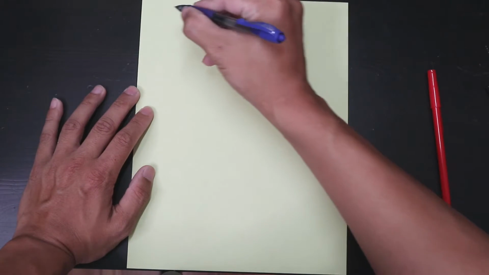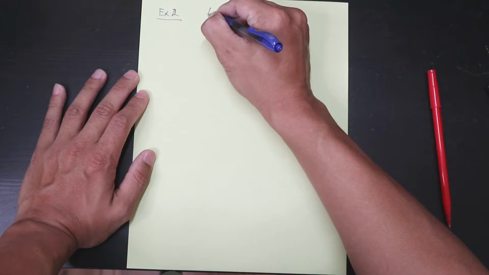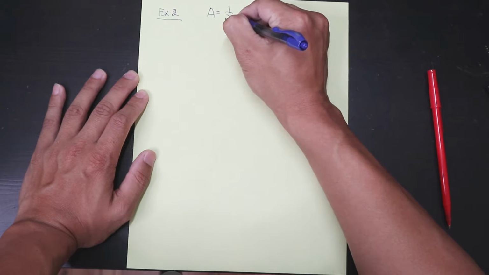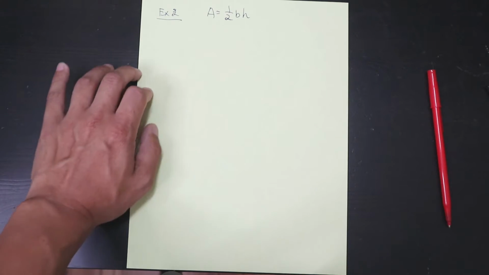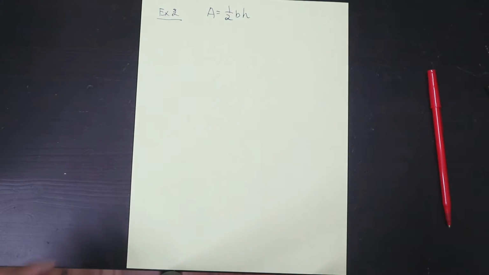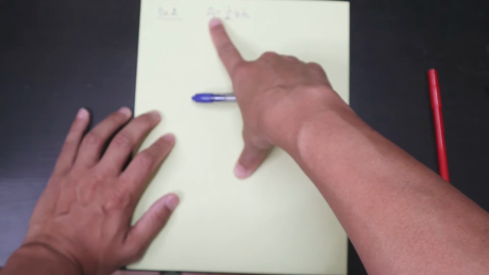Well, let's take a look at the next example. Example 2. We're going to take a look at this little equation. A is equal to 1/2 times B times H. Do you recognize this formula? Yes, this is a formula to find the area. A stands for area of a triangle.